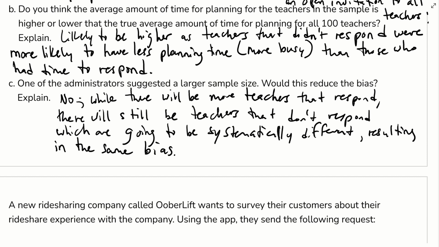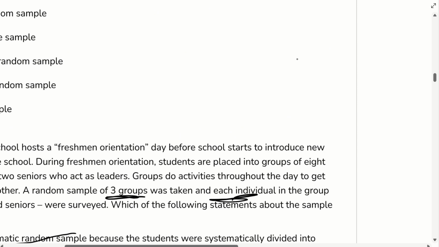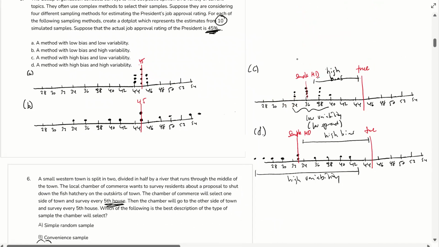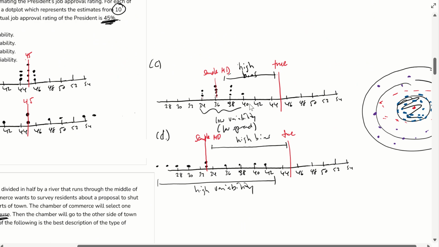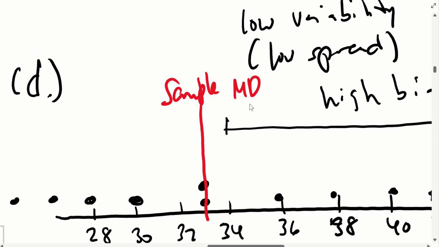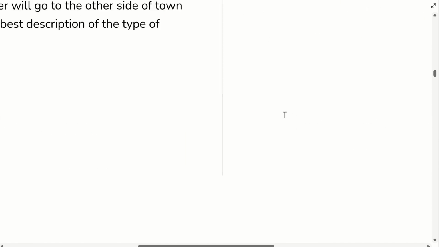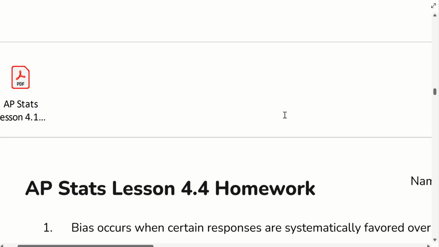So again, a large sample size reduces variability. However, just because you reduce variability does not mean that you reduce bias, as we saw in the example that we did here, right? This one is reduced variability. So before it might have been high variability, but then we reduced the variability, but it's still biased, right? So for example, if you had a lot of people, they might be closer together, but there's still that bias there inherently. Okay, so that's just an example.